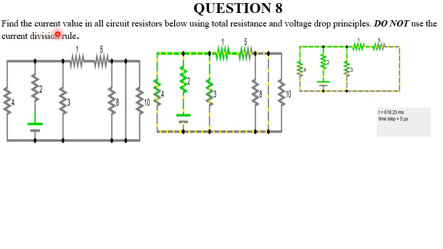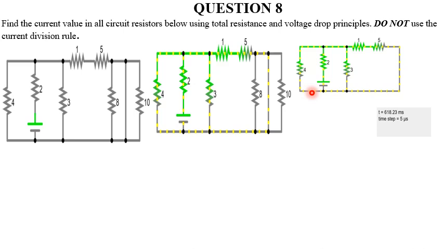It says find the current in all the circuit resistors below using total resistance and voltage drop. Do not use current division rule. So we should find the current in all the resistors in the circuit: the current here, here, here, here, in all the resistors, but we shouldn't use current division rule. So they've given us a restriction.